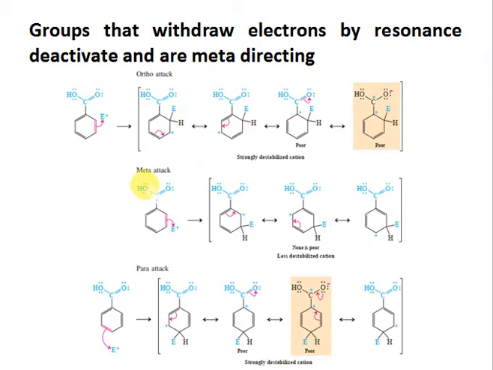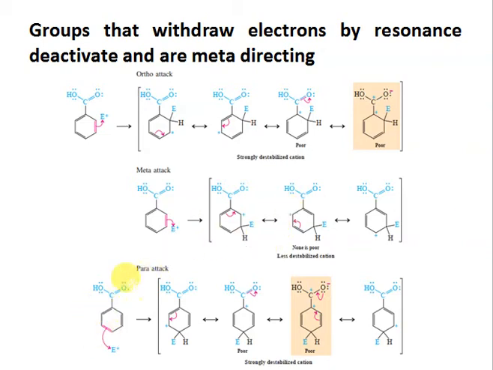In case of meta attack, there is no such carbocation which is highly destabilized, right? So these are less destabilized carbocations, right? So meta is not a stabilized carbocation. Meta attack is not forming any stabilized carbocation, but it is forming less destabilized carbocations. That's why meta attack is favored.